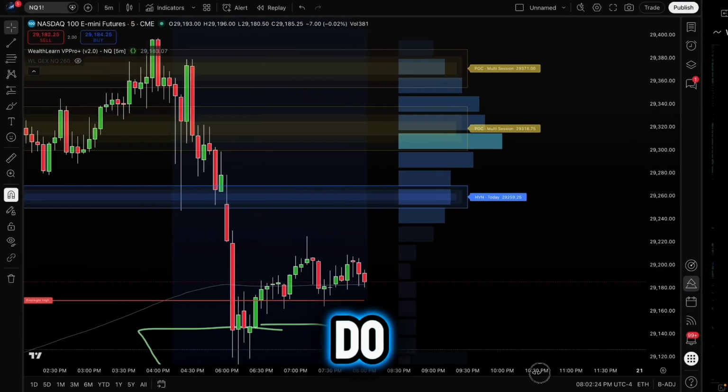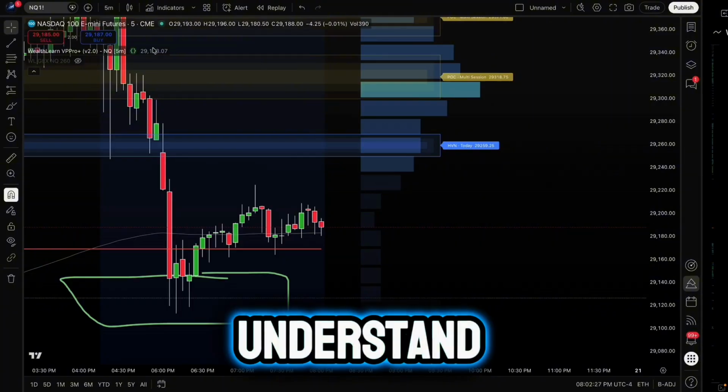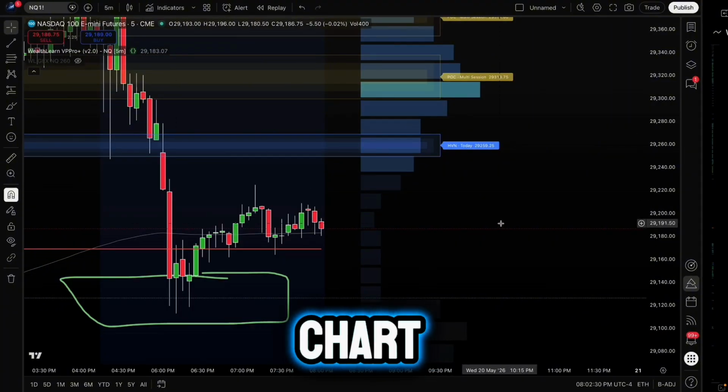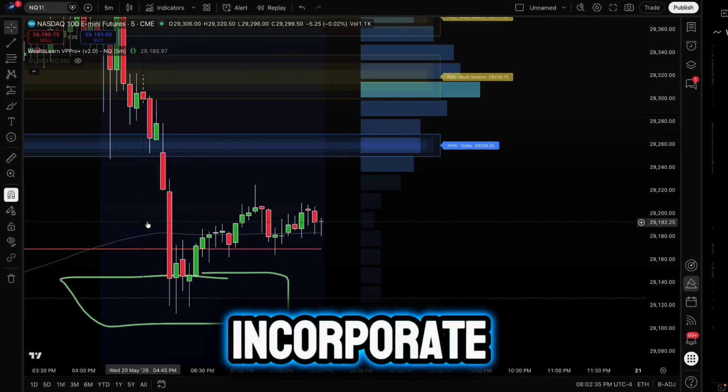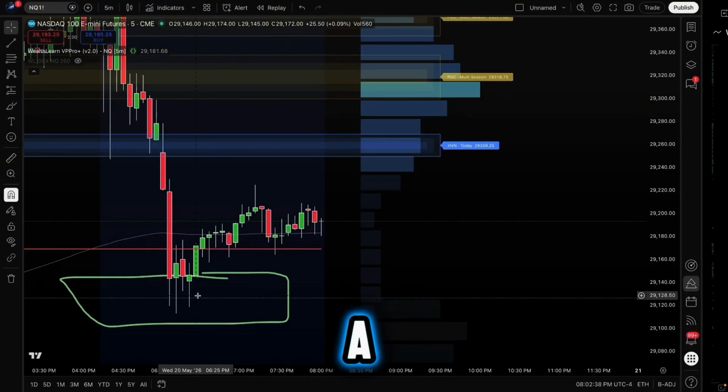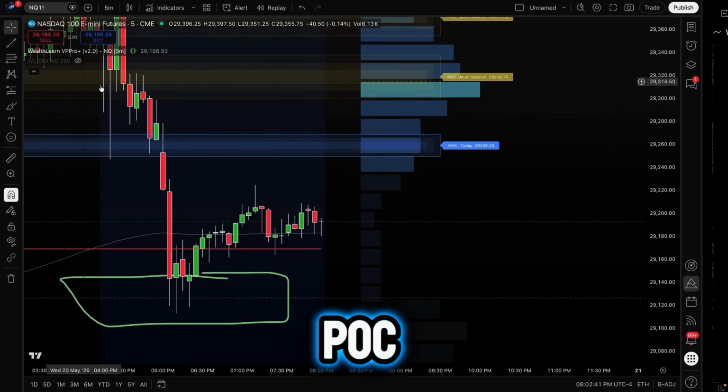What are they? What do they do? What tools do I need to use? How do I understand how all these things work? How do I read an order flow chart? How do I understand volume, footprint, delta even? Because that's another thing that you can incorporate into your strategy, looking to confirm a confirmation in one of these entries by a POC or HVN.